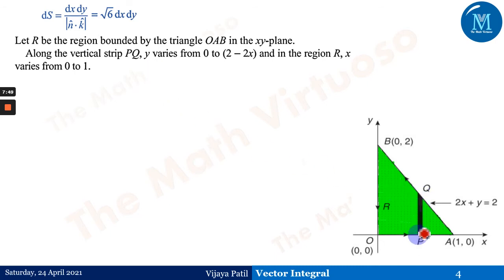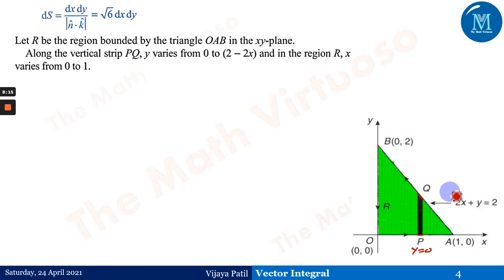Now if you observe this particular curve, we need to solve the double integral, and for that we have two options: consider a strip parallel to the x-axis or parallel to the y-axis. Out of that we will take the strip parallel to the y-axis. The lower end of this strip lies on the x-axis, which is the equation y equals 0, and the upper end lies on this particular line.